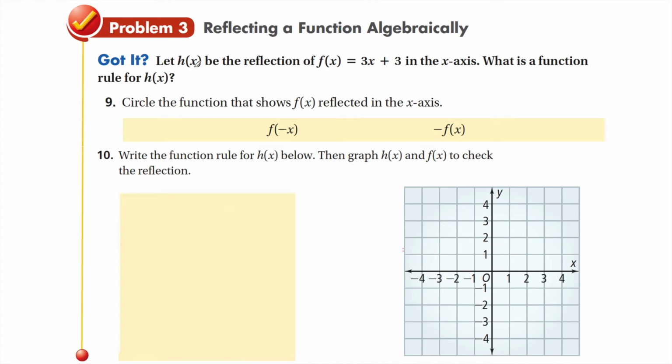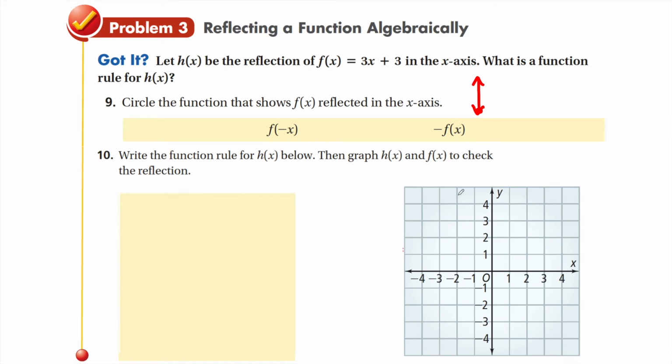Problem number 3. Let h of x be the reflection of f of x equals 3x plus 3 across the x-axis. What is the function rule for h of x? Well, circle the function that shows the f of x reflected across the x-axis. Across the x-axis is going to be going in a vertical motion because we're starting from the low point and we're flipping it over that portion into the upper part, or we're starting in the upper part and flipping it across the x-axis down to the lower part.